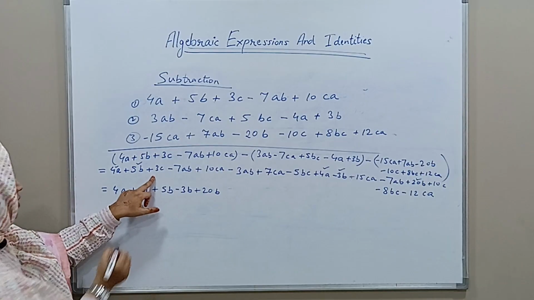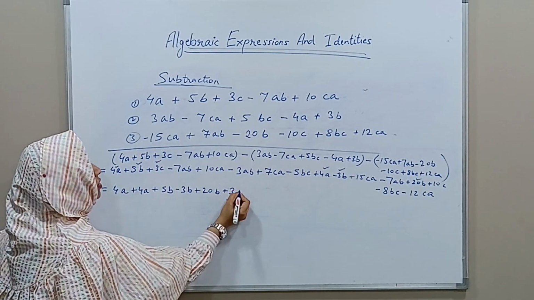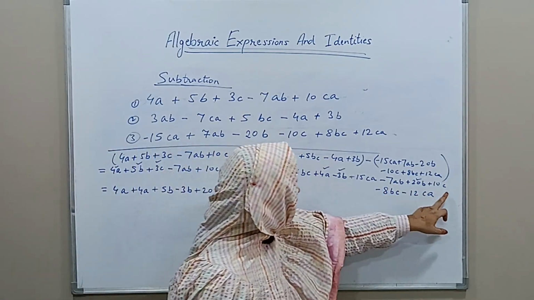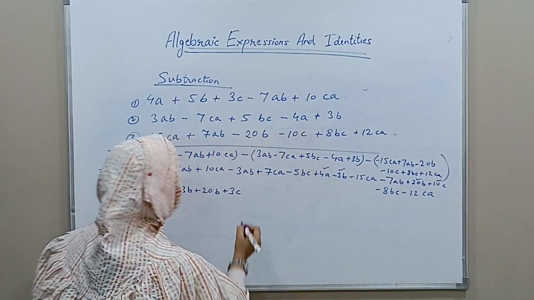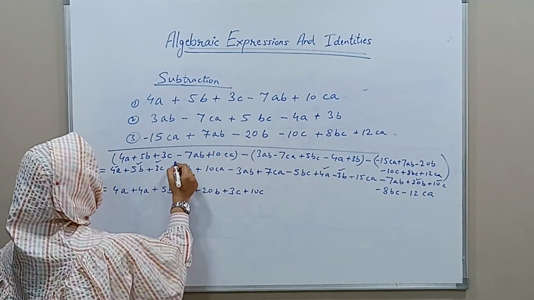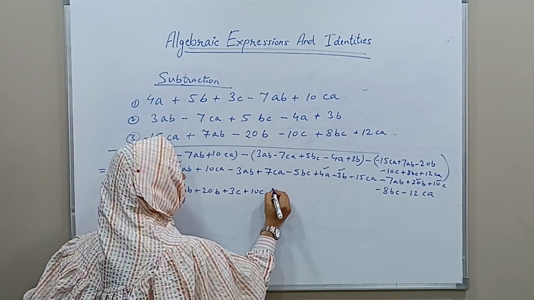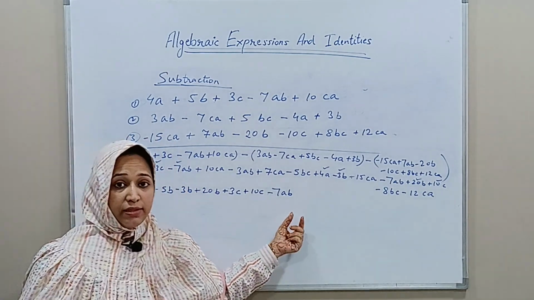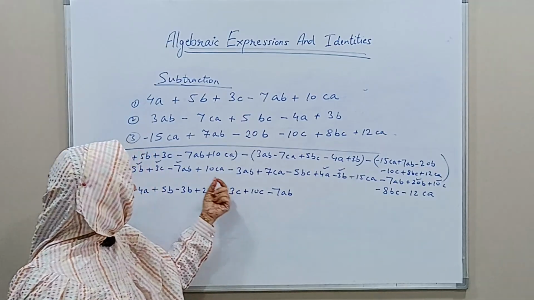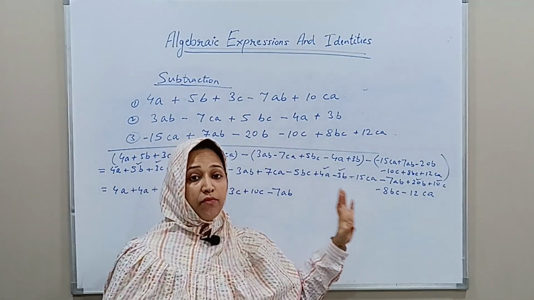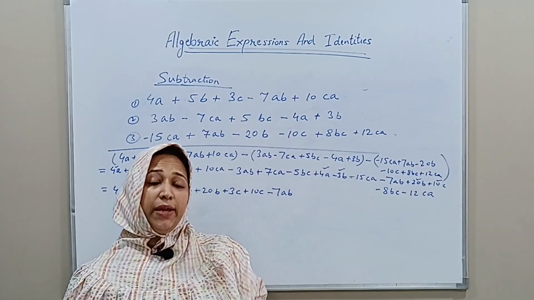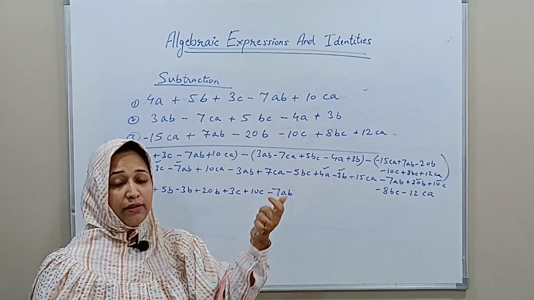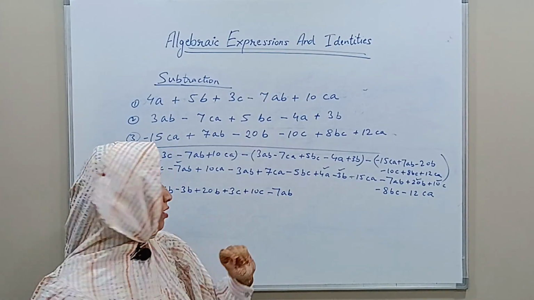Then plus 3c. So search for all the terms with variable c. Plus 3c. Then we have 10c. That's it. Plus 10c. Then minus 7ab. Now, since we have ab, this together makes one variable, okay? So we must have a term with the same variable ab. If we have ba, it is considered the same, okay? Suppose instead of ab, we have ba. That's also having 1a and 1b. So they are like terms.